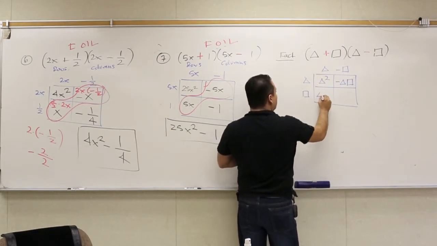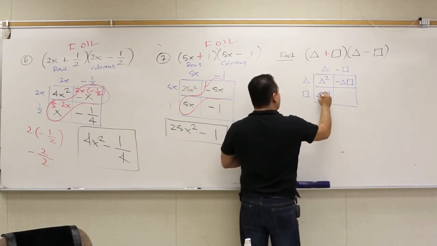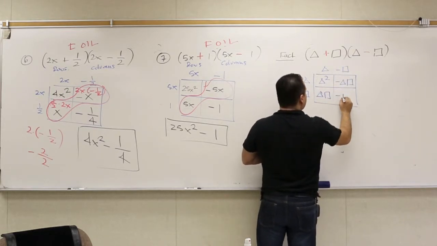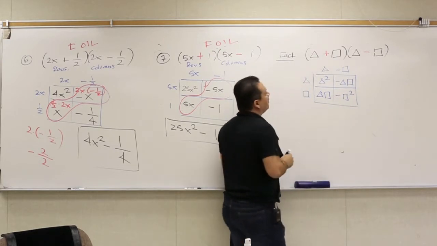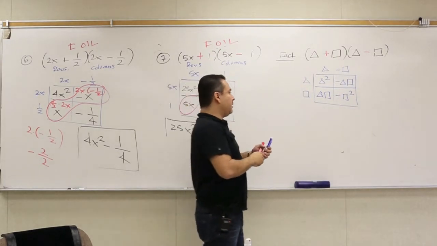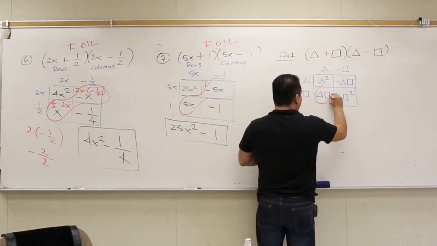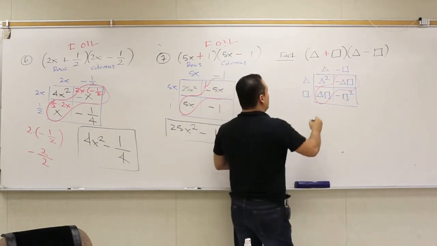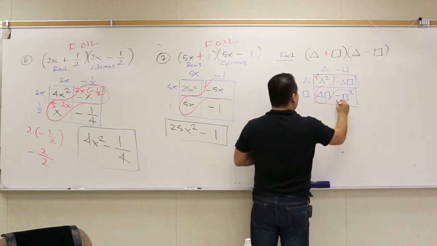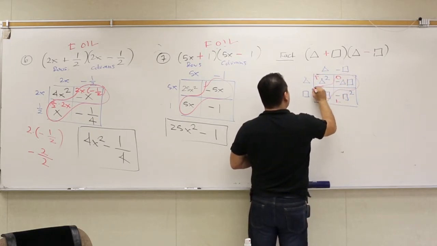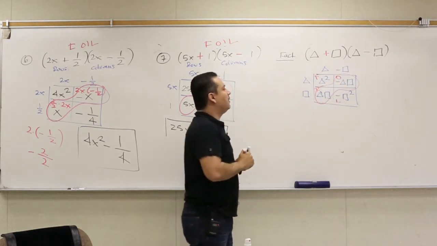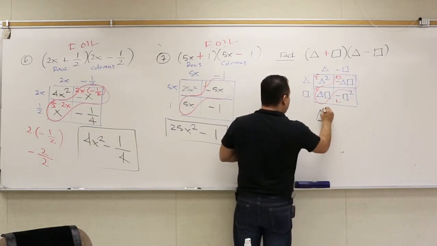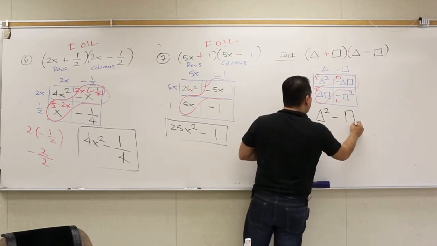Square times triangle, or triangle times square. Triangle square. Square times that minus square is minus square to the second power. So notice again, in general, I didn't put any numbers or letters. Your first term, your last term, your O term, your I term, the O and I terms go away. So you're left with triangle to the second power minus square to the second power.